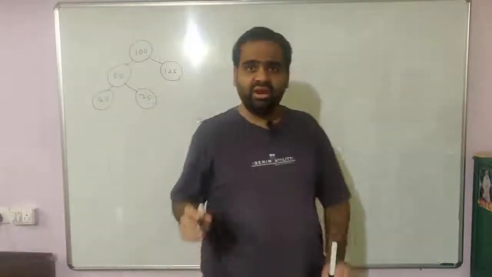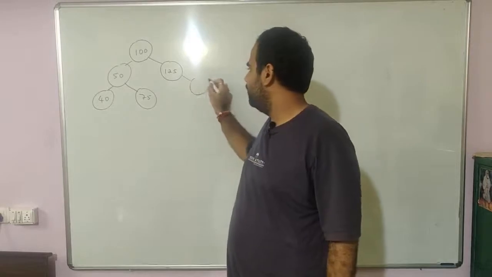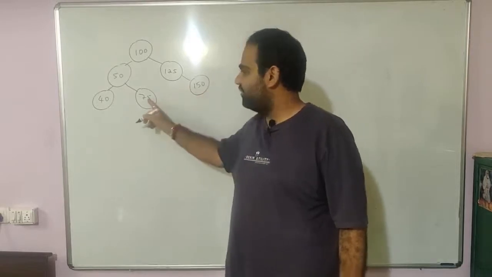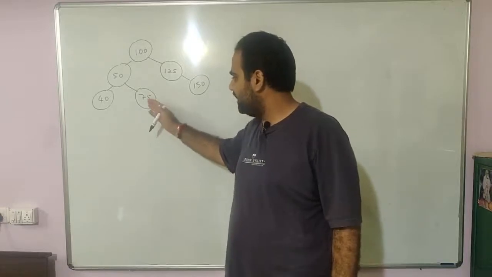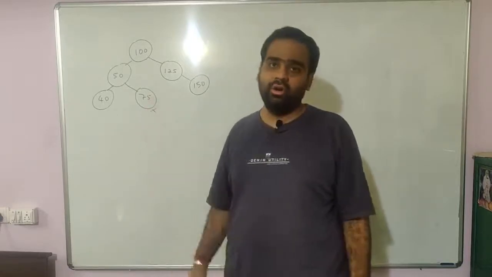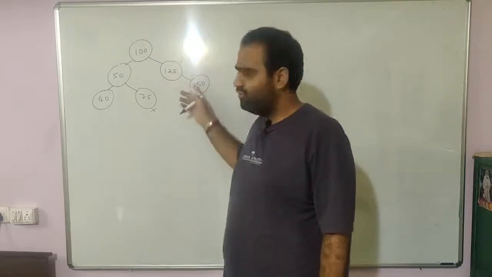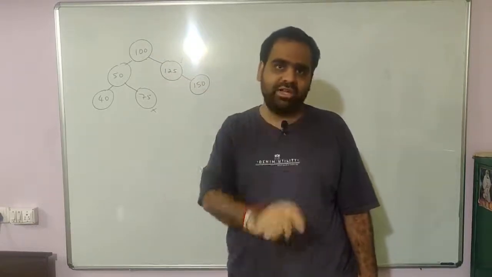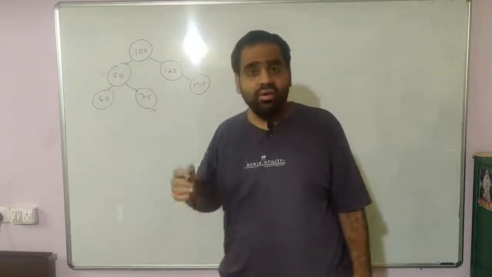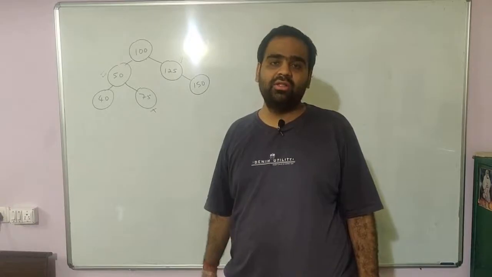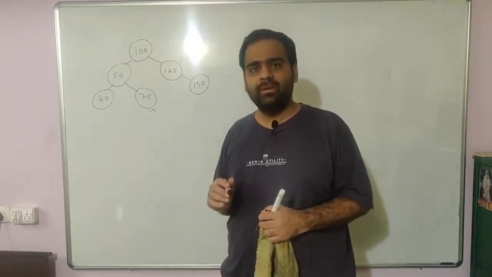Now there are three cases in which we want to delete a node from binary search tree. The first one is the deletion of the leaf node. Now this leaf node is deleted, there is no dependency on it. The second one is deletion of the half node. Half node means a node which has only one child. And the third one is deletion of the full node. Full node means a node which has two children. Now there are three cases in which we want to delete.